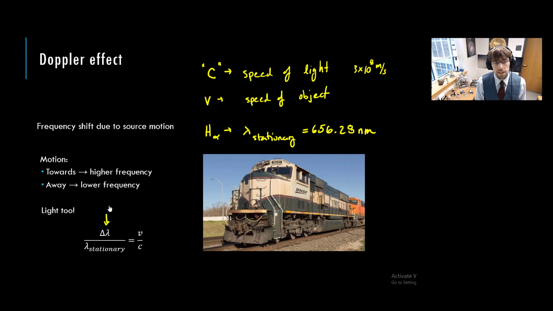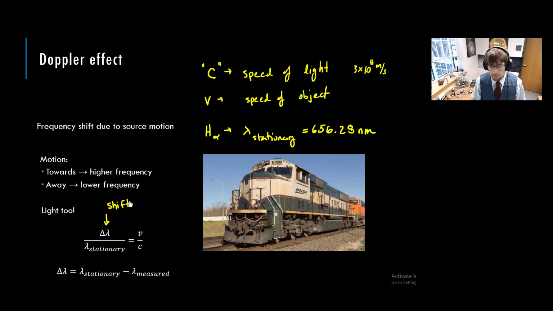The last one is this delta lambda. This is the shift. So, for example, if the object's moving towards you, you need to measure how much the wavelength has been shifted by. So you have what the wavelength is measured from your observation, what the wavelength should be, and the difference between those is what's known as the delta lambda, the shift in the wavelength.